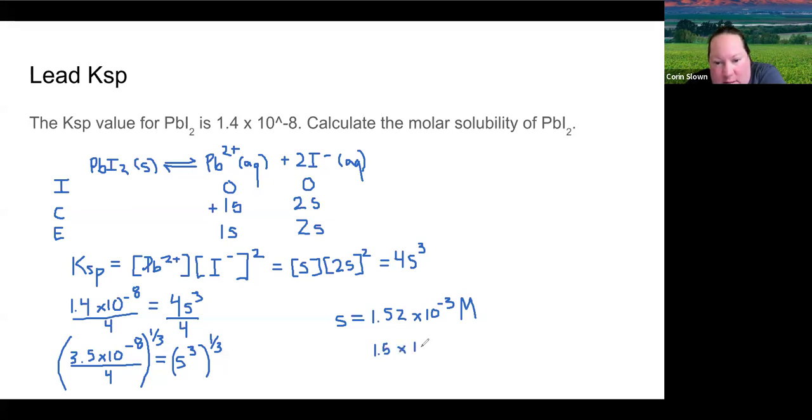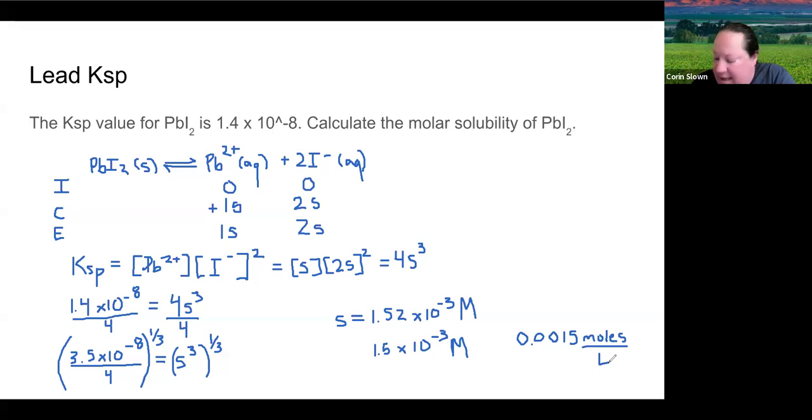times 10 to the negative third, capital M. And that's the molar solubility of lead. Now let's think about that for a minute in terms of actual numbers. So 1.5 times 10 to the negative 3 is the same thing as 0.0015, and that's moles per liter. So if I were to draw a picture, what does that actually look like? Well, 0.0015 moles of lead.